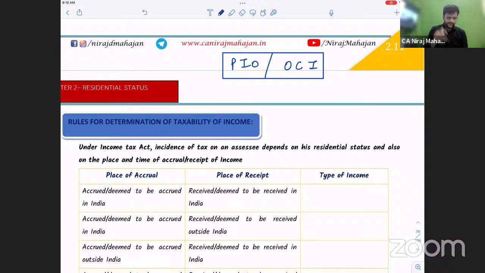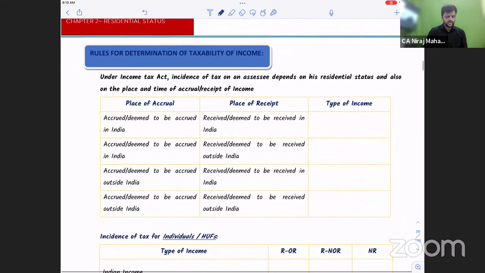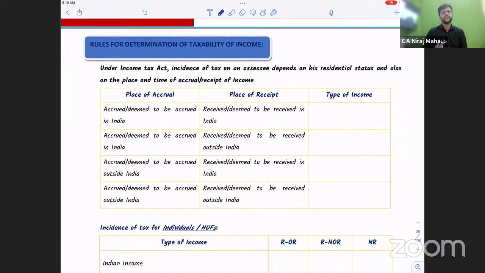Clear? We'll go ahead. Important term: rules for determination of taxability of income under the Indian Income Tax Act. We are doing the Indian Income Tax Act, don't forget that. The incidence, meaning the burden of tax on an assessee, depends on his residency status and also on the place and time of accrual or receipt of income. Two things. What are the two things? Residential status, very good. And place and time of accrual of that particular income.